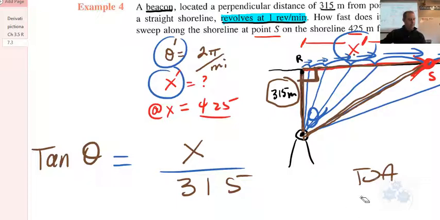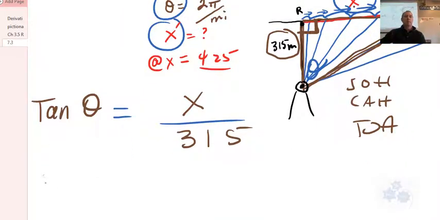Everyone see that? Okay, so here's an angle. Opposite, adjacent. This would be the hypotenuse, wouldn't it? These three quantities are related by the tangent function. So, SOH CAH TOA: sine, opposite over hypotenuse; cosine, adjacent over hypotenuse; tan, opposite over adjacent. Yes? No? Good? Okay, so then what is x? You could go right from here if you want, but usually you don't want to use the quotient rule if you don't have to. x equals 315 times tan theta.